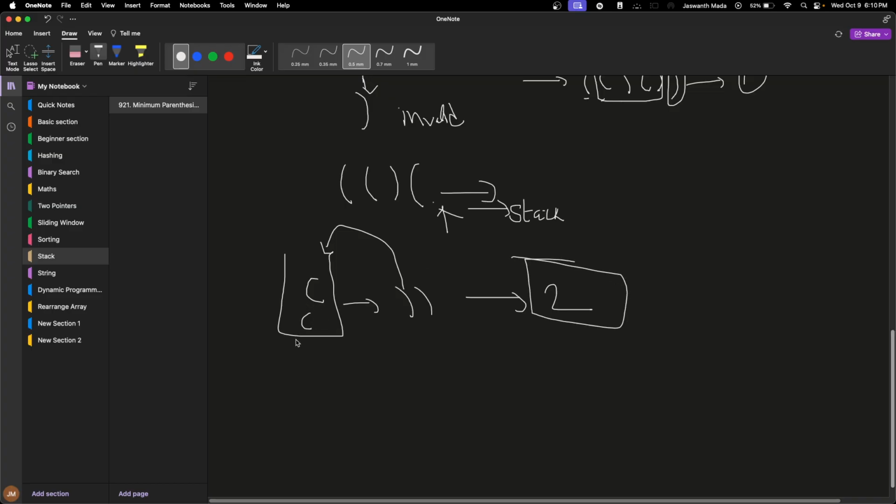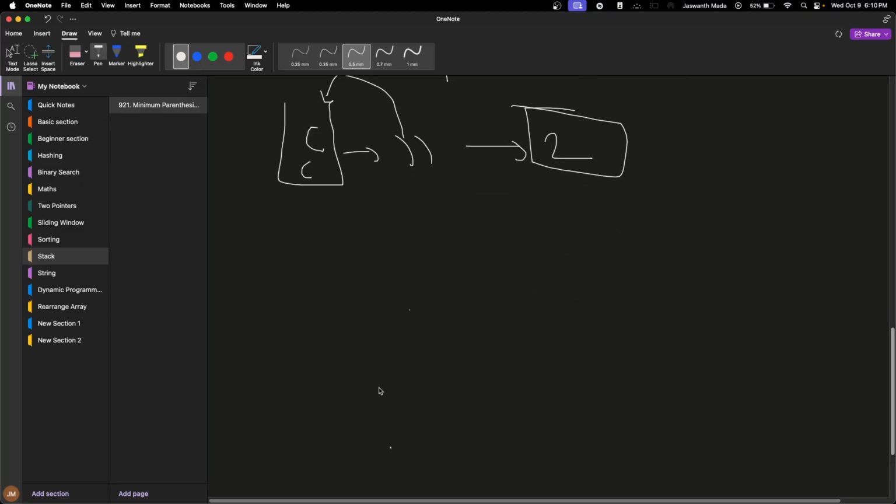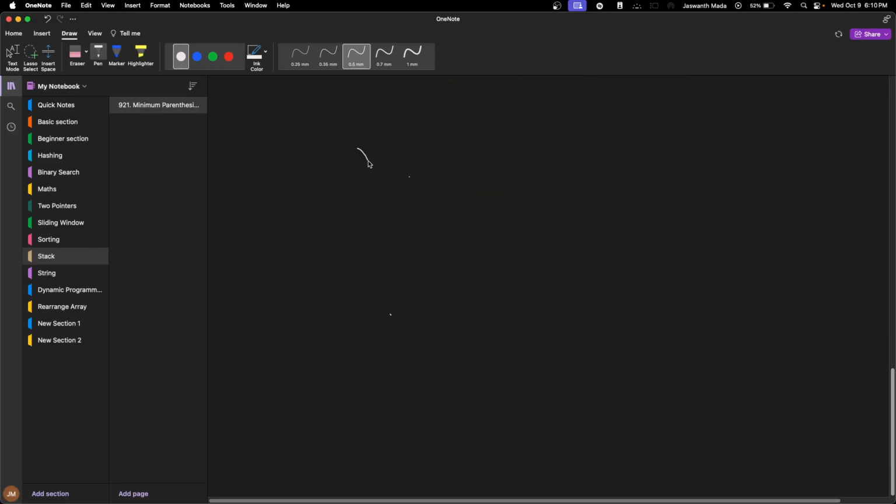It is the number of left parentheses that are in the stack. Let's take one more example. Let's say we have something like right parenthesis, left parenthesis. So without using stack, just using our common sense, let's think about how many parentheses we need here. We need one over here, one to make this valid, one to make this valid. So basically we need 4 parentheses, right?